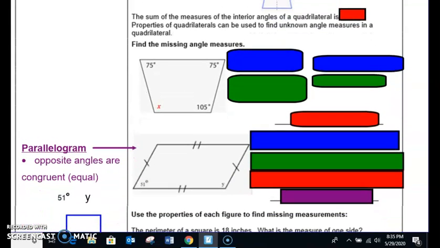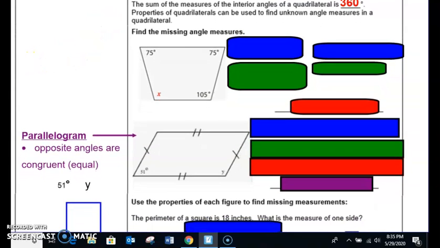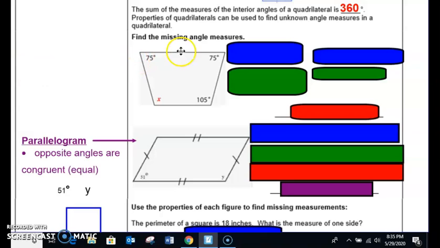Another important property of quadrilaterals is that if you were to take the sum of the measures of the interior angles of a quadrilateral, you will always get 360 degrees. So remember, sum just means addition. So we're saying if you added up all of the angles inside of a quadrilateral, it will always equal 360 degrees. So we can use this knowledge to find missing angles or unknown angles in a quadrilateral.